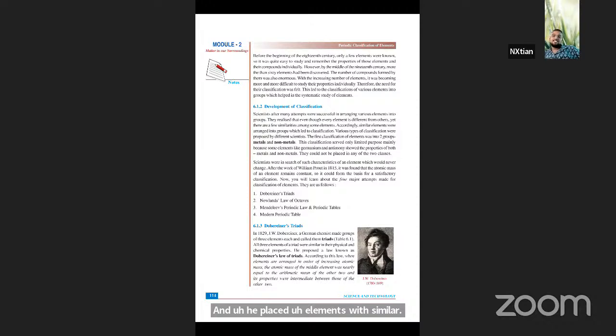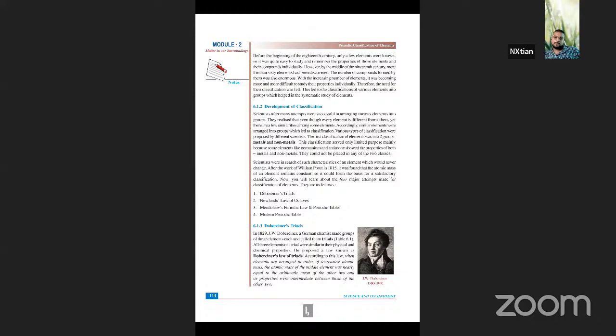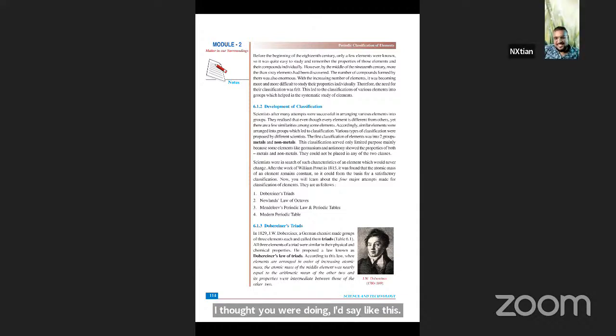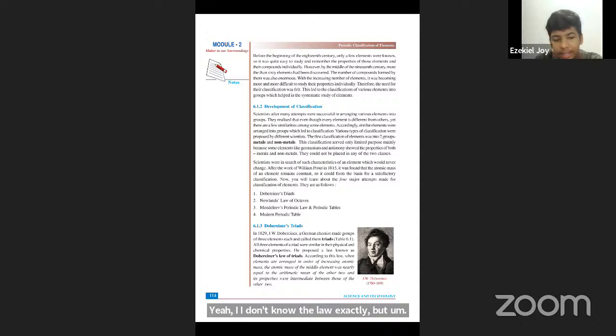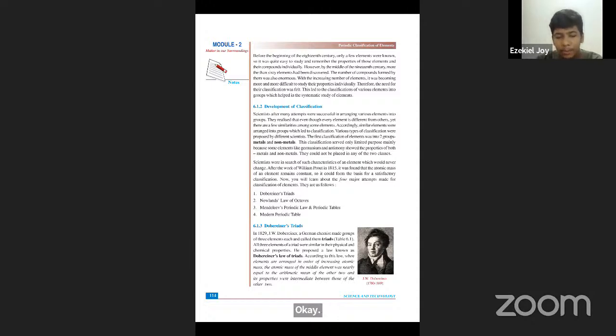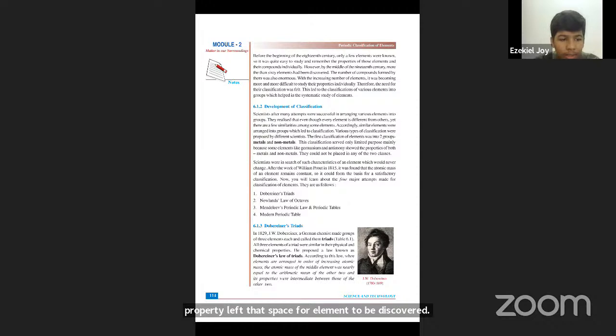Okay, so Johan, can you tell me Mendeleev's periodic law? Did I disconnect? Yeah, now it's connected. I don't know the law exactly, but I know he classified them on the basis of their properties and atomic mass, and then he placed the elements with similar properties under it. If he couldn't find an element with a similar property, he left that space for elements yet to be discovered. But that is merit. I'm asking that line. That line I don't remember.